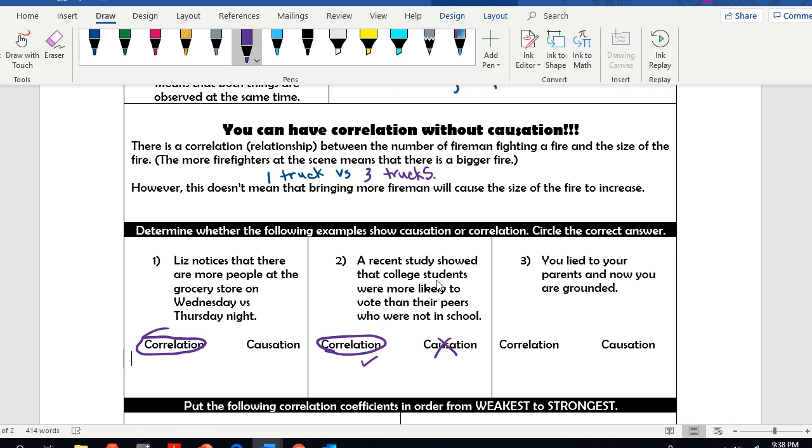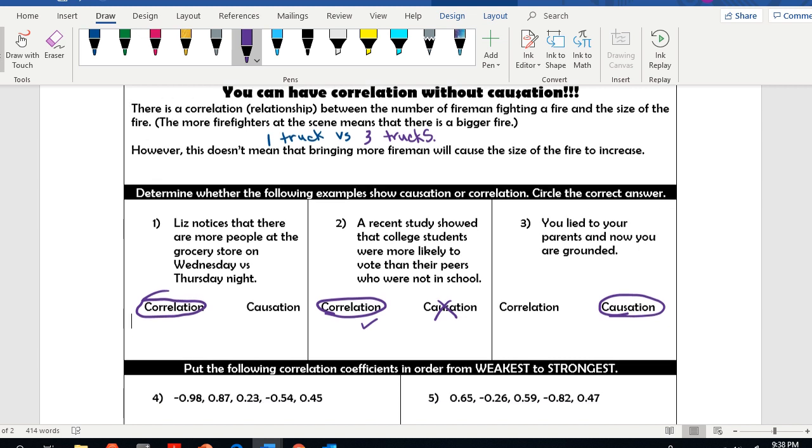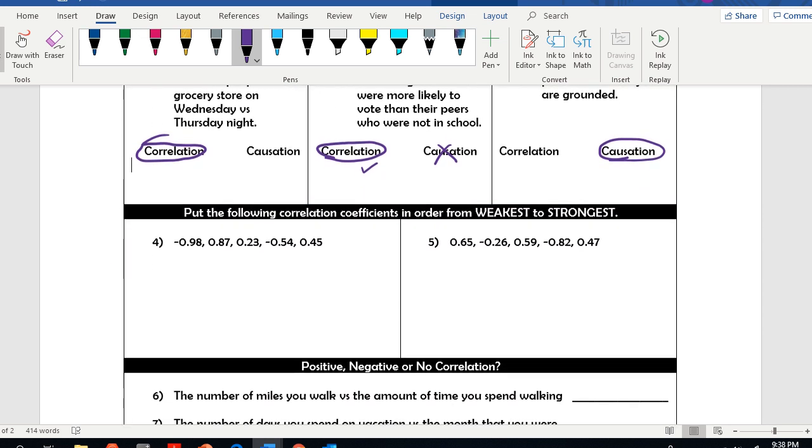You lied to your parents and now you're grounded. Guess what? Your action caused this to happen. That is a causation. The student's action of being in school did not allow them to vote. That's why there's no causation there. All right, let's roll on down the page and get all of these marked out.